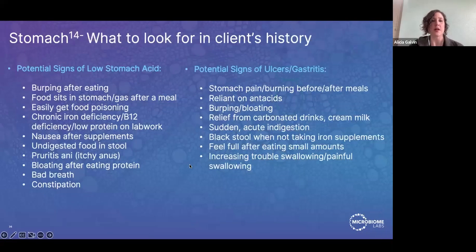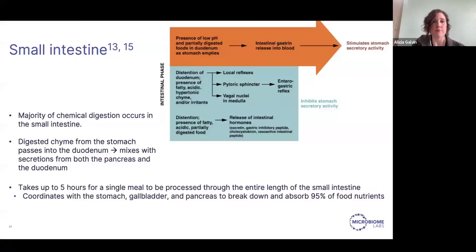So these would be some signs of low stomach acid. A lot of them are pretty self-explanatory, but here are also some signs of if somebody has ulcers or maybe some gastritis. These would be just a couple, again, more for your reference to look at to see what may be going on with your client.